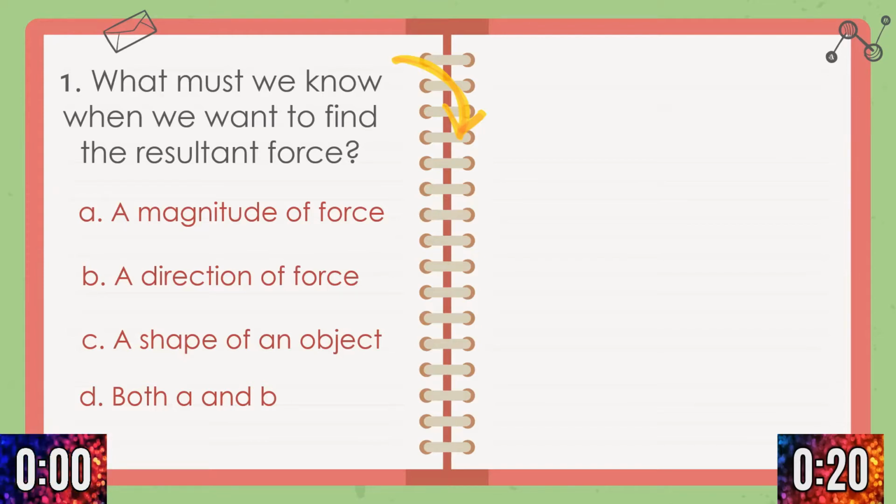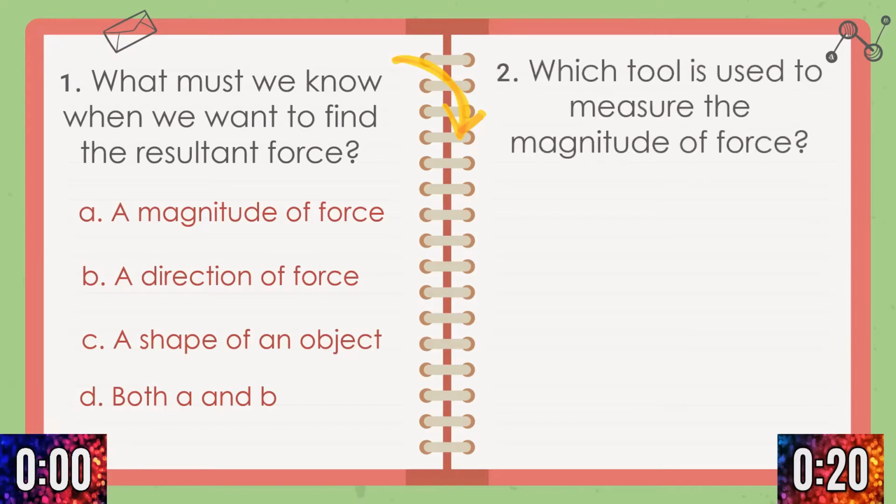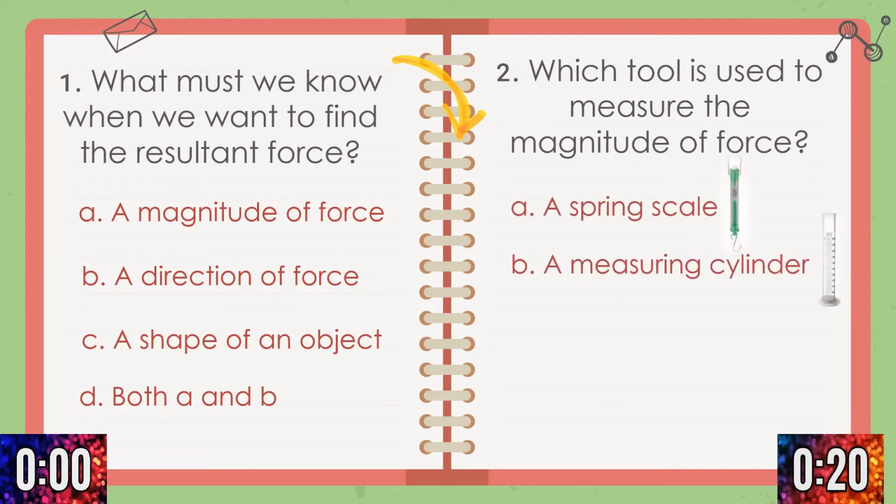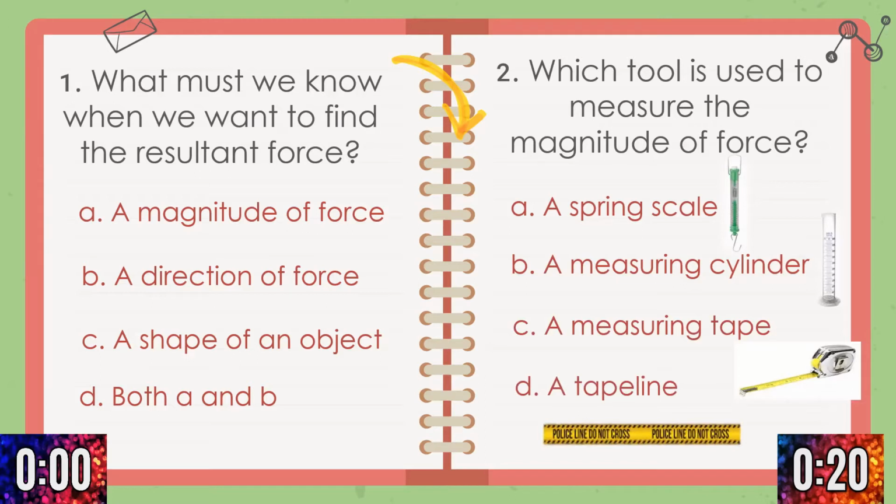Time is up. Let's proceed to number 2. Which tool is used to measure the magnitude of force? Is it A, a spring scale, B, a measuring cylinder, C, a measuring tape, D, a tape line? Circle your answer now.